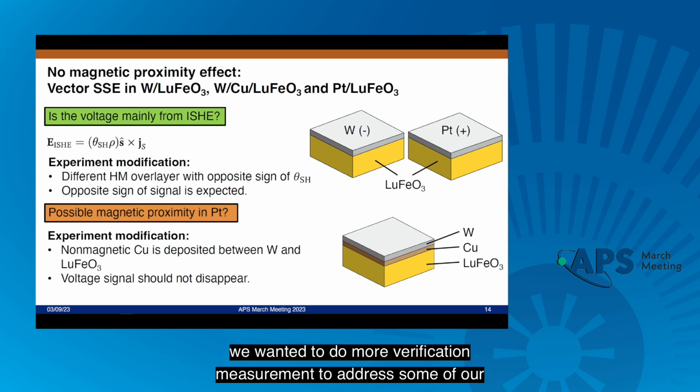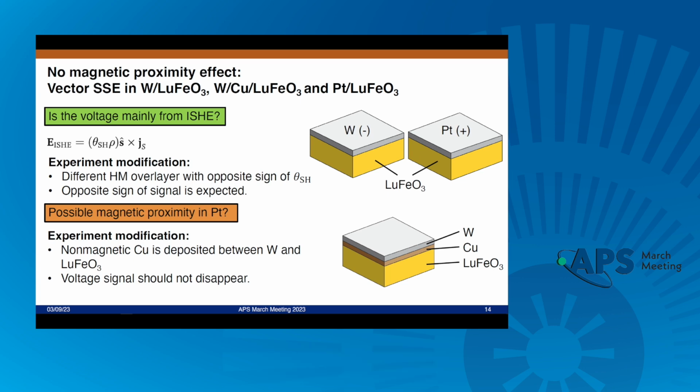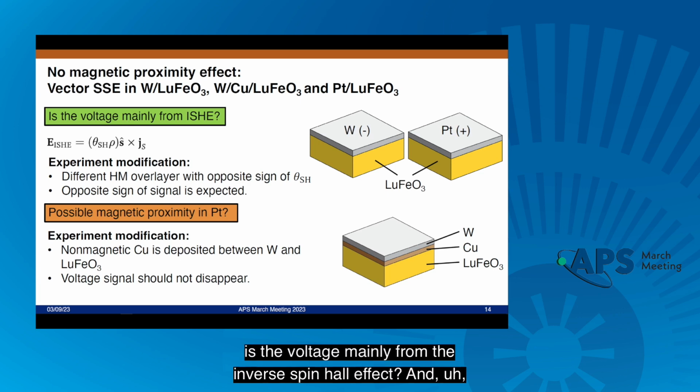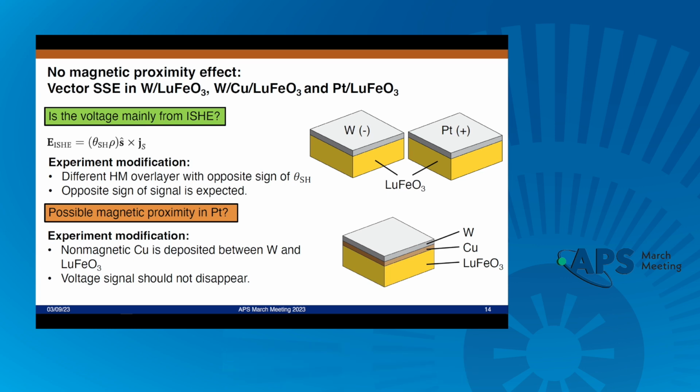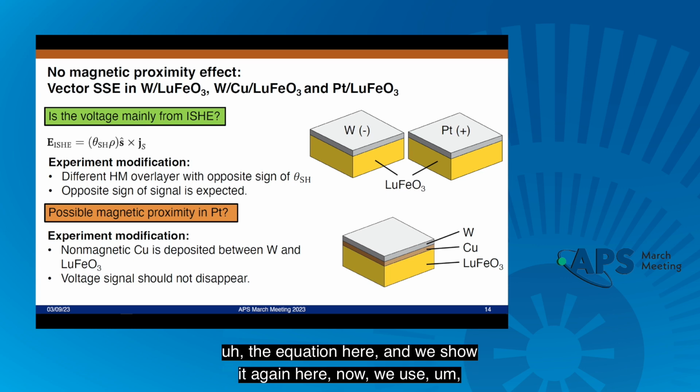Also, we wanted to do more verification measurements to address some of our concerns. We have two main questions here. The first question is: is the voltage mainly from the inverse spin Hall effect? Before, we showed an inverse spin Hall effect relationship, the equation here, and we show it again here.